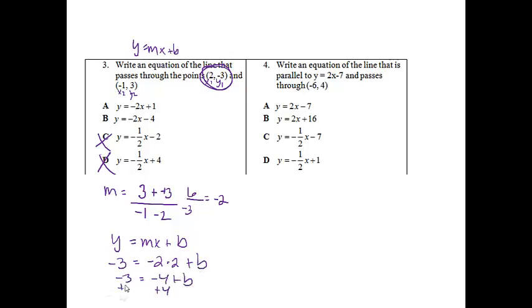If I add 4 to both sides, I'll get that b equals 1. So on part A, notice I have a b value of 1.